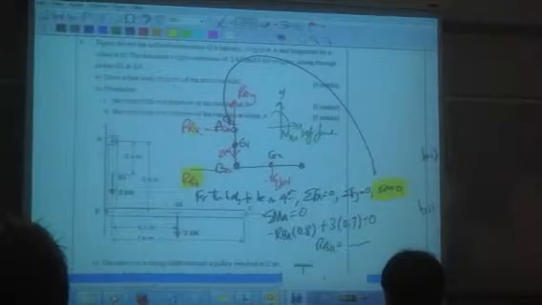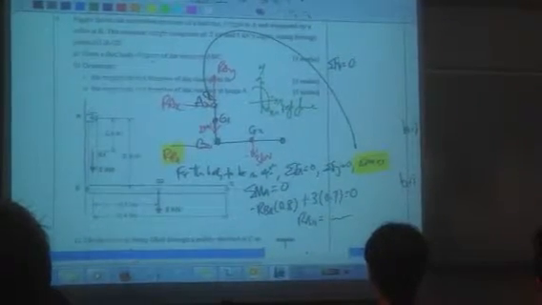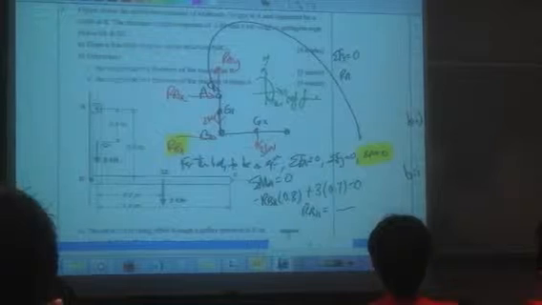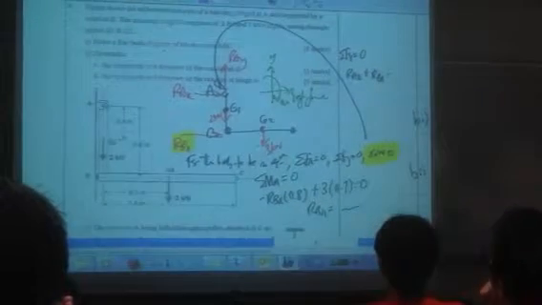What are you left with? This and this. That's all. So what are the remaining things that you need to do? Summation Fx must be 0. Then look at your free body diagram. RAX plus RBX. Any more? No more? Put 0. Summation Fy must be 0. Look at the y direction. RAY minus 2 minus 3 equals 0.